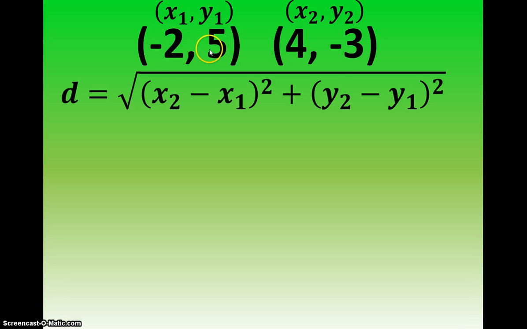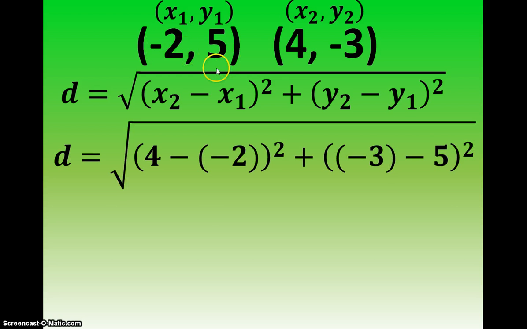So I've got my -2, 5, 4, and -3. If you write it out that way, it's really easy to realize, if I'm going to plug it into my formula, what's my x2? Well, it's 4. What's my x1? Well, it's -2. There really is no difference whether I start with the -2, 5 or the 4, -3, as long as I'm consistent. As long as I'm doing the second coordinate first, then the first coordinate, and then the second and the first, I should be okay.